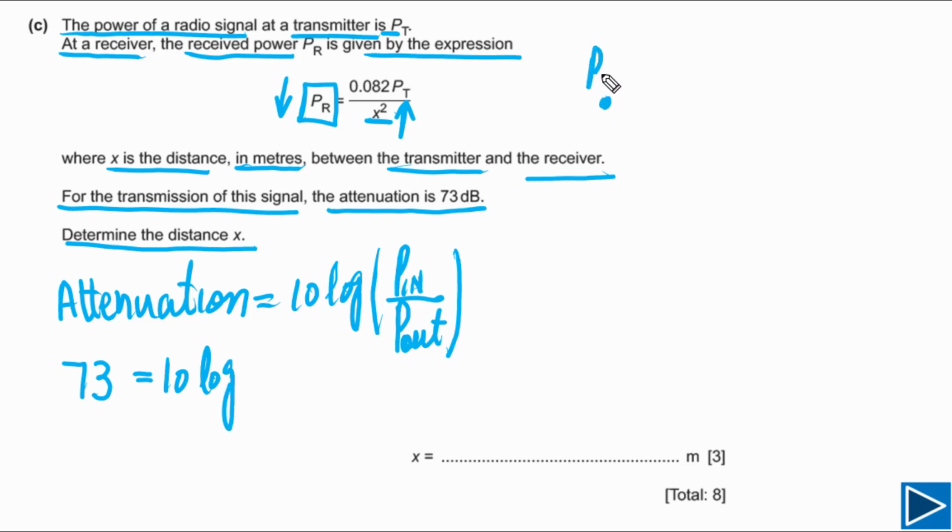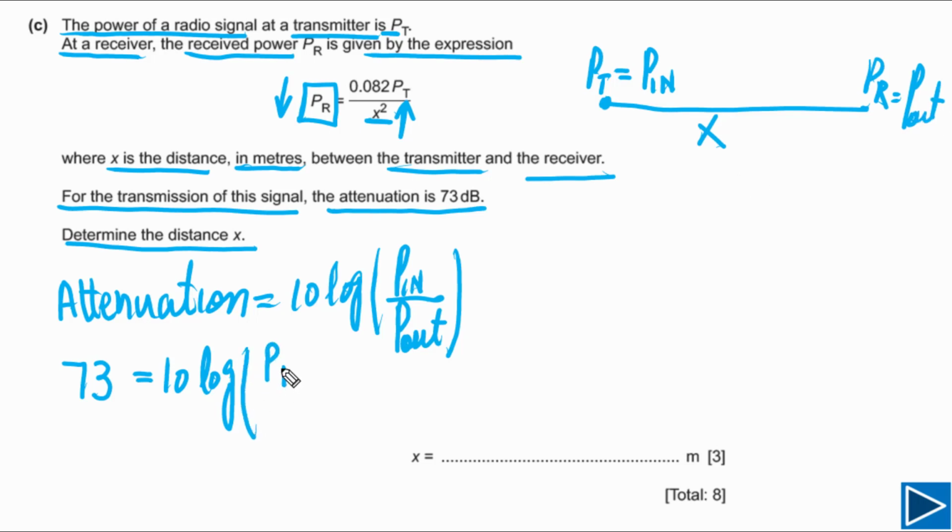Let's say this is the transmitter, so this is PT, and after a certain distance we have a receiver where the power is PR, and this is the distance between them. The attenuation between transmitter and receiver is 73 dB. So this is P input, and this is the power out at the receiver. Now P in is equal to PT, but PR is equal to 0.082 PT divided by x squared.